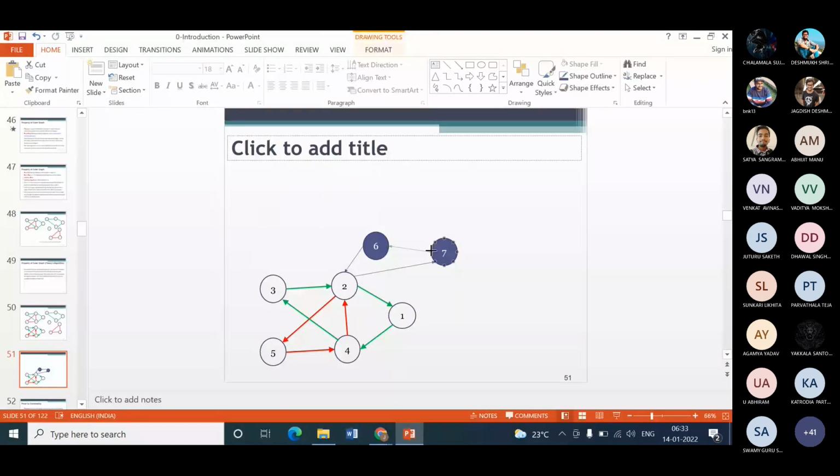Now see, suppose I start from 3. 3 to 2 you go. Once you come to 2, you see that there are 2 new cycles. One is 2 5 4, another is 2 7 6. You can go anywhere. Suppose you go 2 to 5, 5 to 4, you see there is a green cycle, but that is already started visiting, so you won't consider it. So you will complete your task: 2 to 5, 5 to 4, 4 to 2.